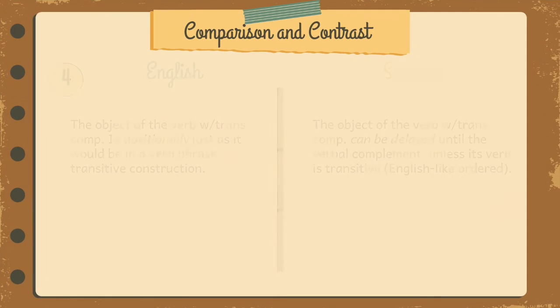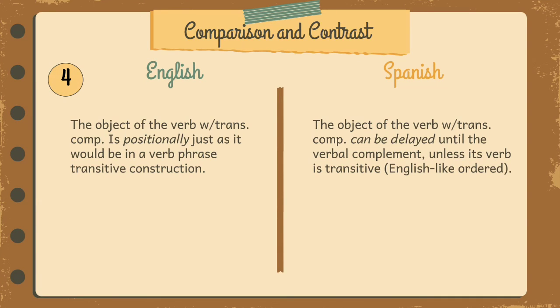Number 4. In English, the object of the verb with transitive complement is positionally just as it would be in a verb phrase transitive construction. In the case of Spanish, the object of the verb with transitive complement can be delayed until the verbal complement, unless its verb is transitive. In that case, the order is like the one in English.